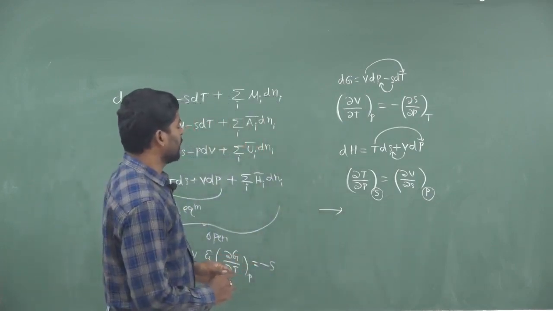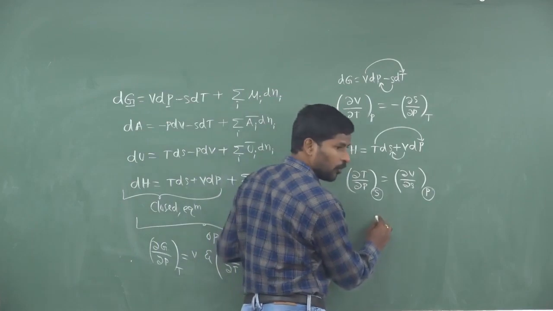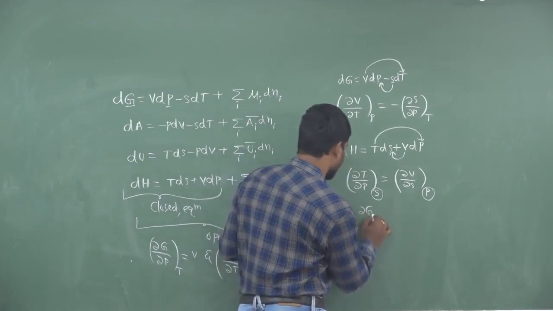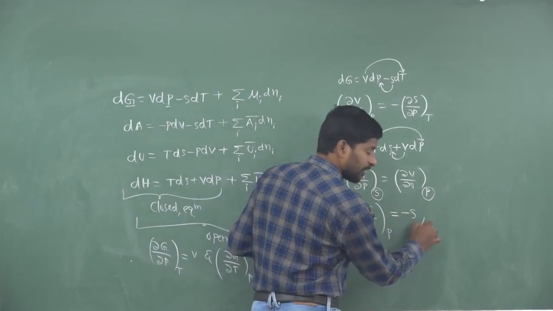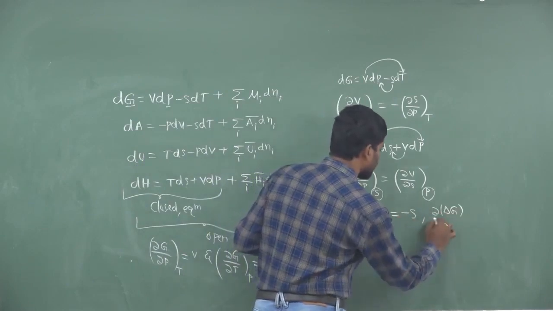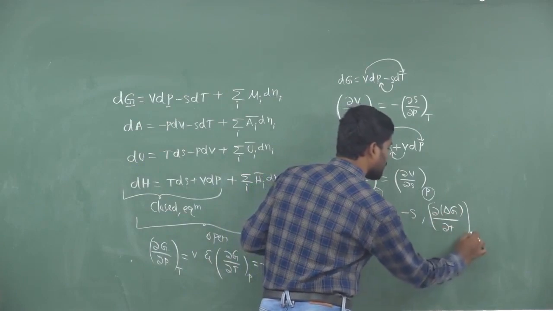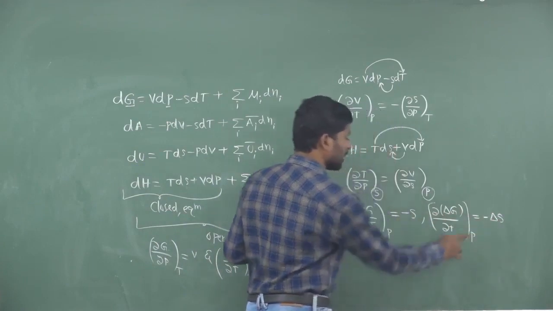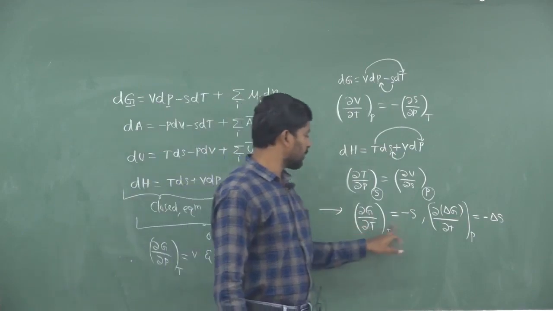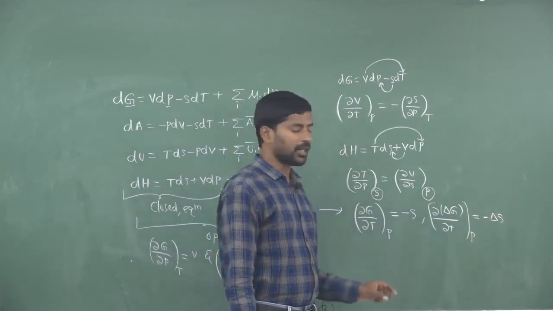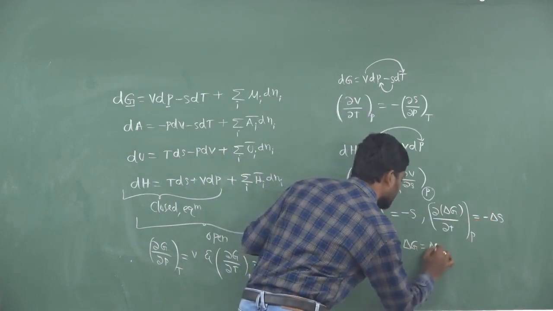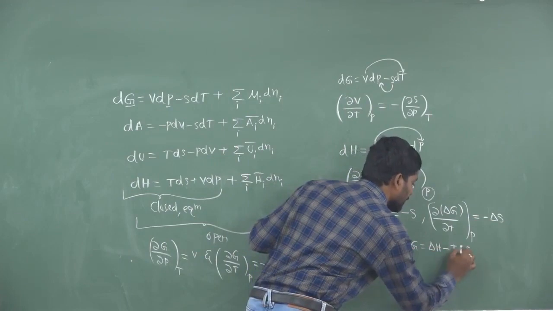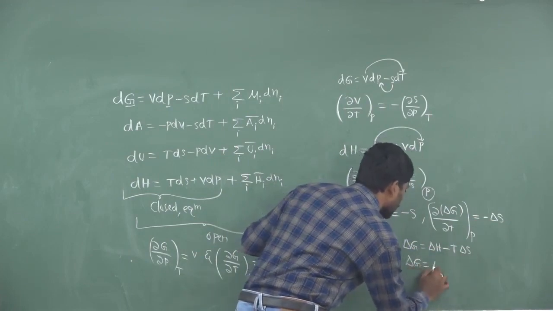Okay, next we discussed the Gibbs-Helmholtz equation. Here we have the variation of G with temperature at constant pressure. The variation of G with temperature at constant pressure is equal to what? Minus S. Then the variation of delta G with temperature at constant pressure, we get minus delta S. This minus delta S, if you substitute in the expression for delta G, which is delta H minus T delta S, then we get the Gibbs-Helmholtz equation.